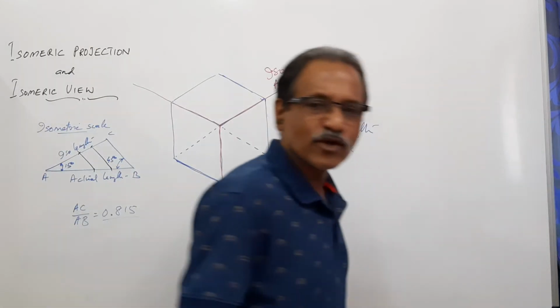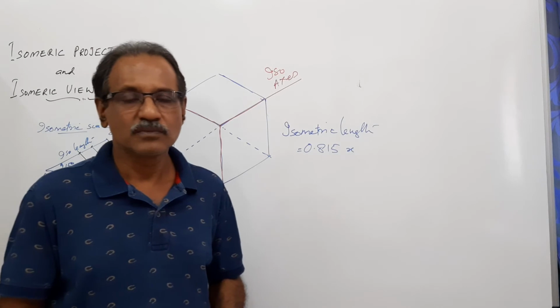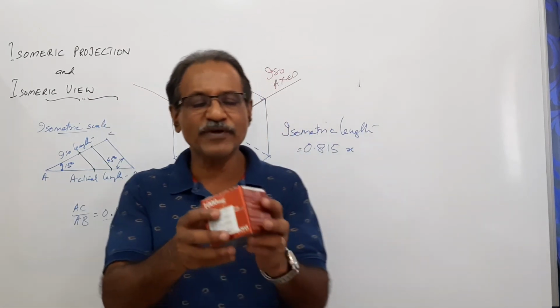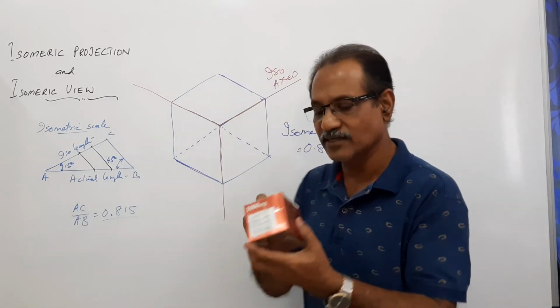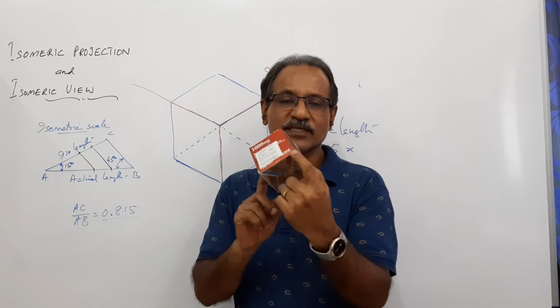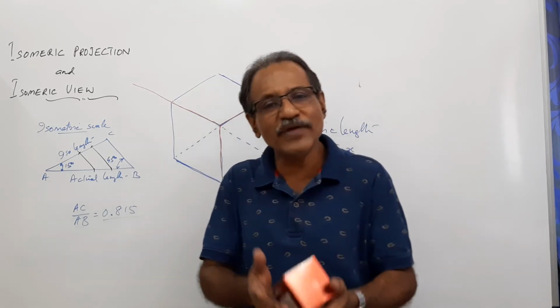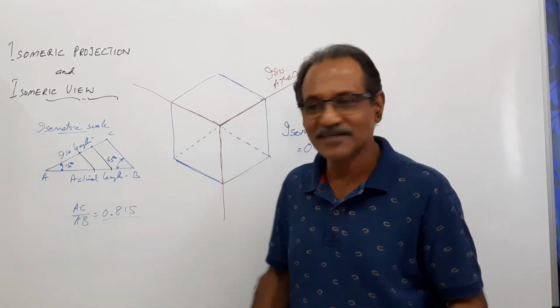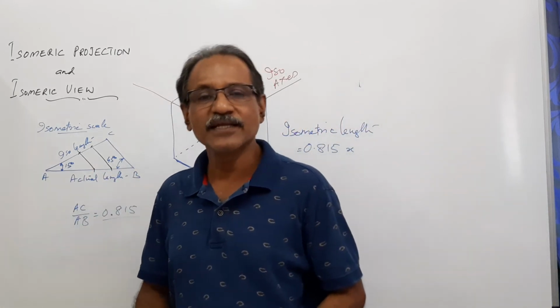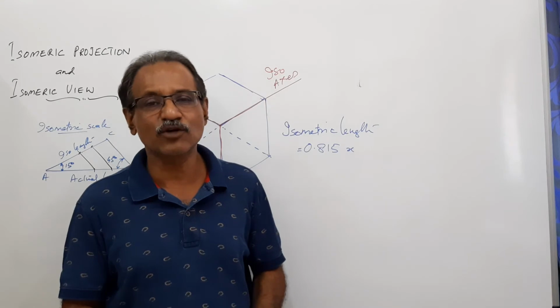I have been telling you about a cube. I have compared the iso-view of a cube and iso-projection of a cube. Iso-projection of a cube is a hexagon, it's a regular hexagon, whose side is equal to 0.815 into actual size. Then what about iso-view? Iso-view of the cube is a hexagon, whose side is actual size, actual side of the cube. Agreed?